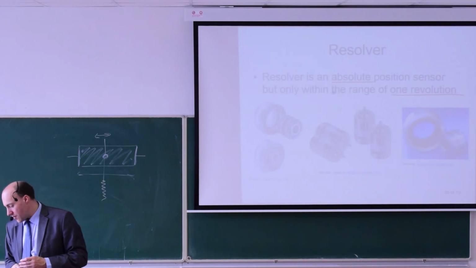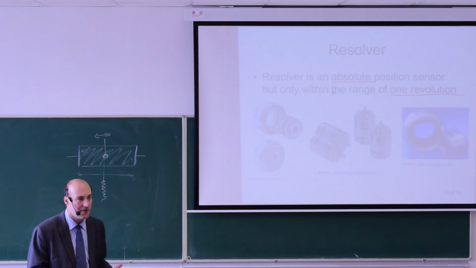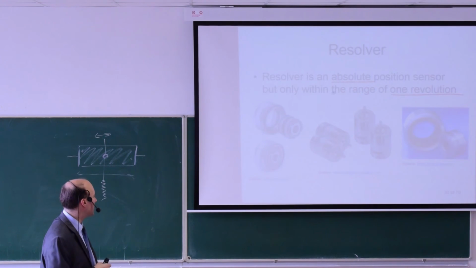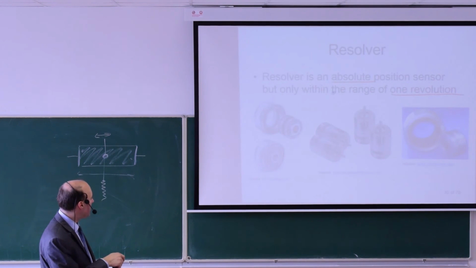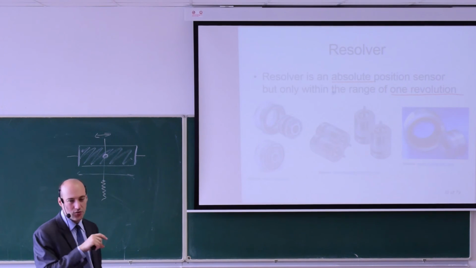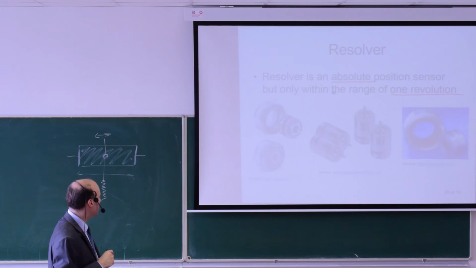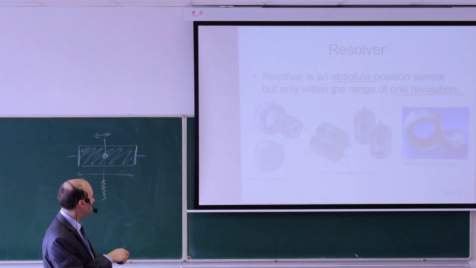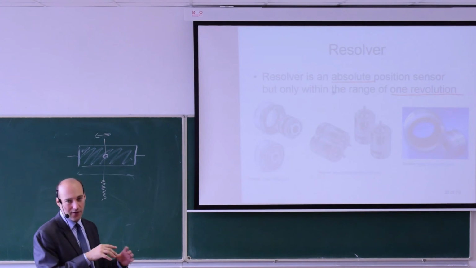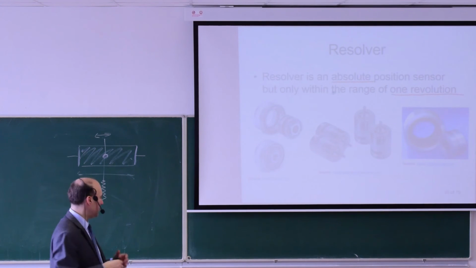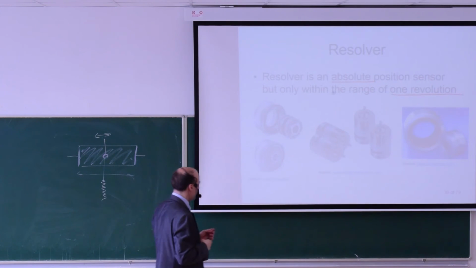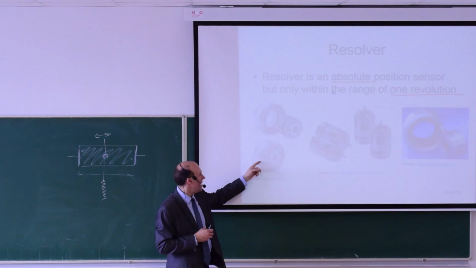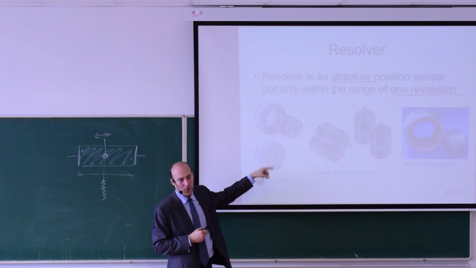Now inside the resolver, we have the rotor winding. It is connected on the shaft. So here you see this is the rotor. This is what you have in the electric motor, electric machine, and you push it on the shaft. Here we have the winding, and this is the stator that you have in the electric machine as well. So when you align those two parts together, it looks like this, and it's an absolute sensor within one revolution.